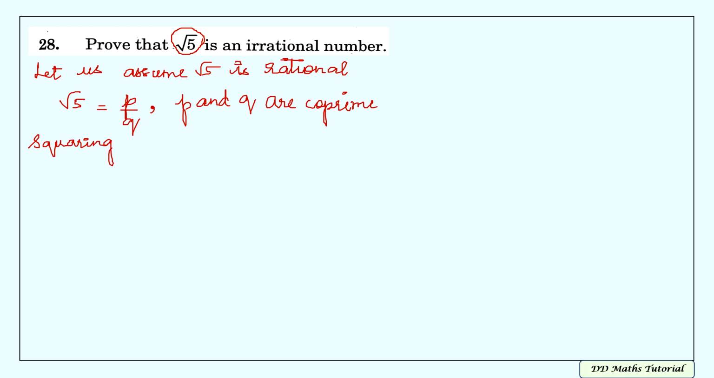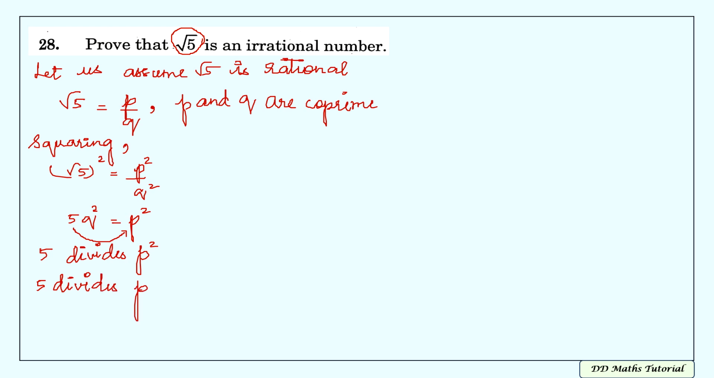When we square on both sides, root 5 the whole square is equal to p square by q square. Root 5 the whole square becomes 5. When we transpose this q square, it becomes 5q square is equal to p square. So we have a theorem: if p square divides a, then p divides a. We are going to use that one here. So this implies that 5 divides p square and 5 divides p.